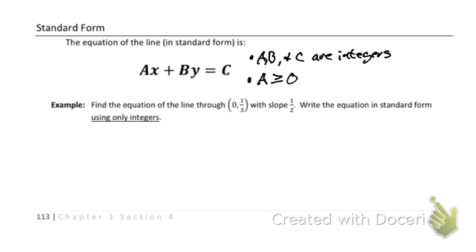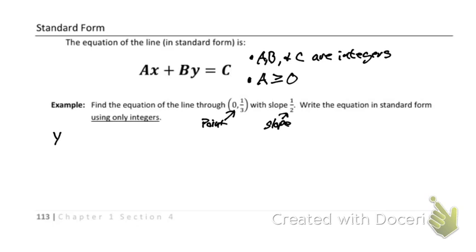All right, example: find the equation of the line through (0, 1/3) with slope 1/2, and write the equation in standard form. Well, here's the thing. They gave you a point, and they gave you slope. So you better believe you're going to use point slope form to start off with. What they give you tells you what equation you're going to use.